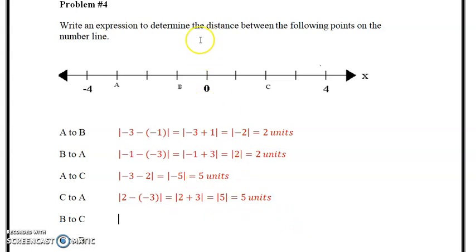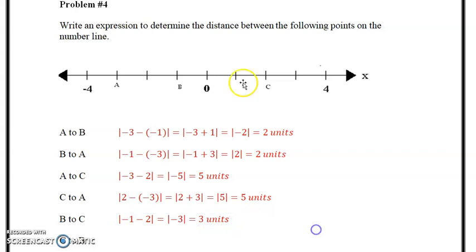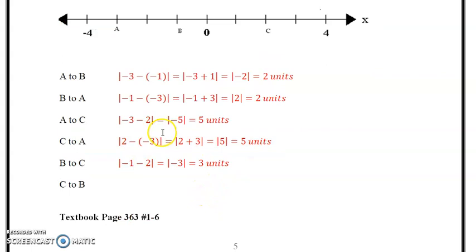All right. Now B to C. So B was at negative 1. C is at 2. So we want to subtract 2, which would be negative 3, which would be 3 units. And you can kind of see it's 1, 2, 3, right? And do the opposite. We have C to B. So C would be at 2. Right? And B was at negative 1. So that would be plus 1. That would be 3, which is equal to 3 units.